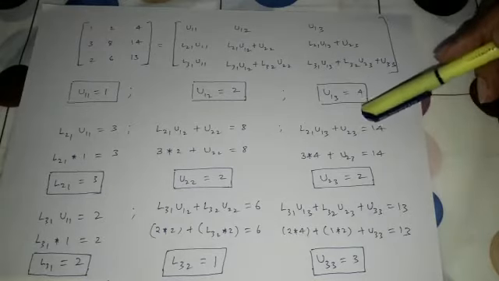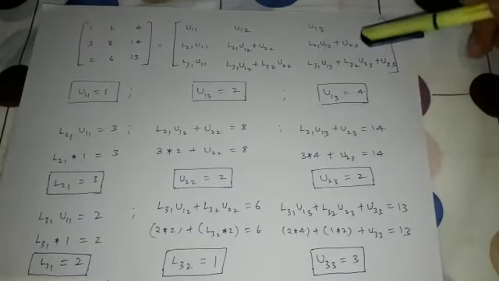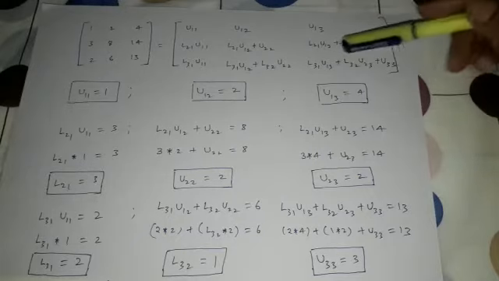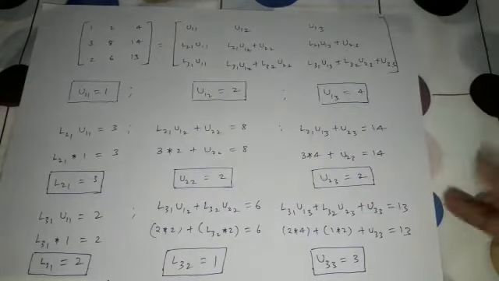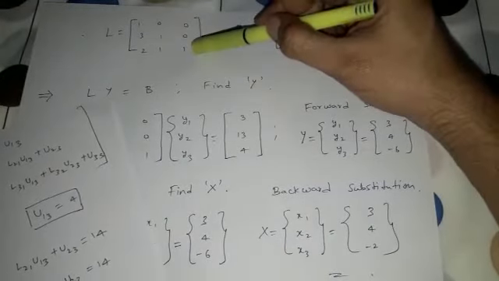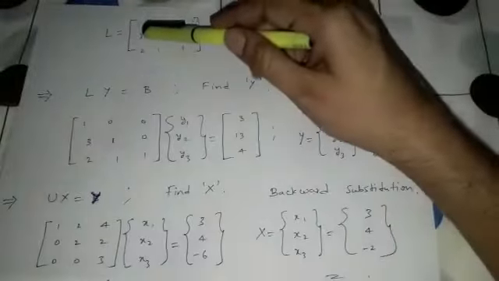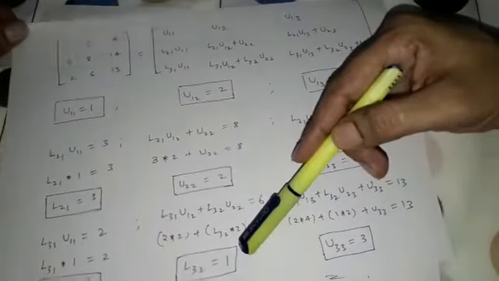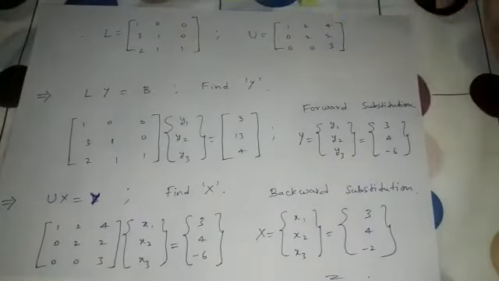Only this step is a bit tedious, but it is very simple: just multiplying matrices and comparing the corresponding elements to find the unknowns. Once you have all these unknown values, next write your L and U. The diagonal elements of the lower triangular matrix are all 1. This is L21, which is 3, so write 3. This is L31, which is 2, so write 2, and this is L32, which is 1, so write that 1. Like that, write your L matrix and U matrix.